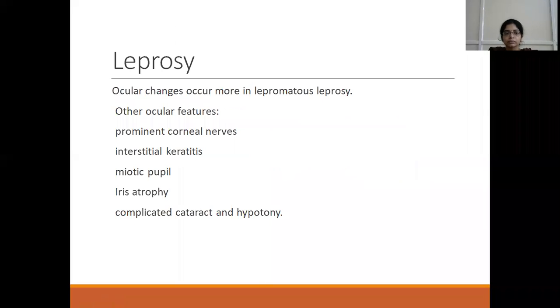Now what happens is, as the leprosy becomes chronic, the important point is there would be atrophy of the iris stroma. There would be absolute atrophy of the iris stroma, and the pupil would be miotic, or the pupil will become smaller in size. This is due to damage to the dilator pupillae muscle of the iris, and damage to the sympathetic fibers of the iris will ultimately result in a miotic pupil.